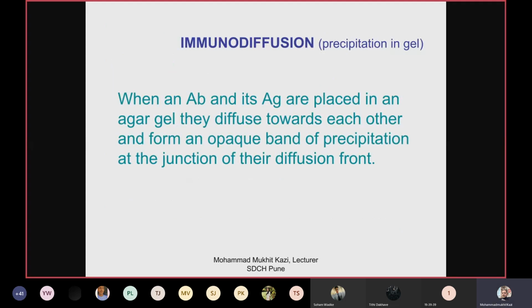When we are doing the precipitation reaction in gel, it is called immunodiffusion. So what is the definition of immunodiffusion? When an antibody and its antigens are placed in an agar gel, they diffuse towards each other and form an opaque band of precipitation at the junction of their diffusion front. So whenever we are trying to find out the antigen-antibody specificity, we put it on the agar gel. Because of the hygroscopic nature or by applying the current, the antigen and antibody pass towards each other and they form a line of precipitate. This is called immunodiffusion.